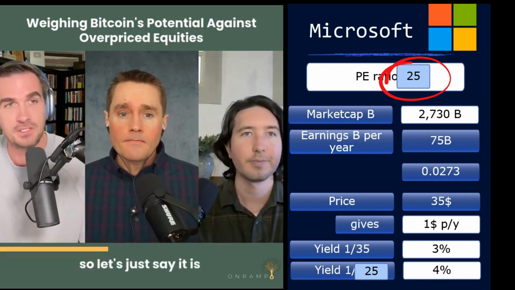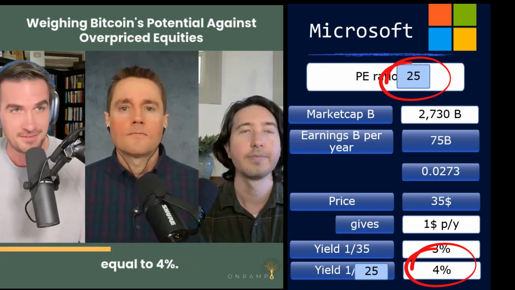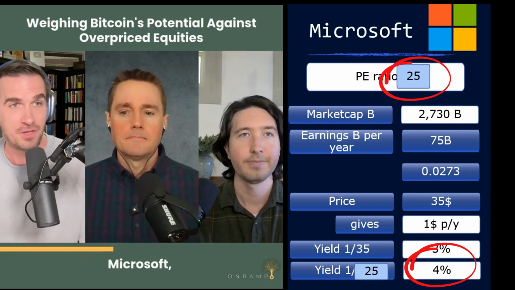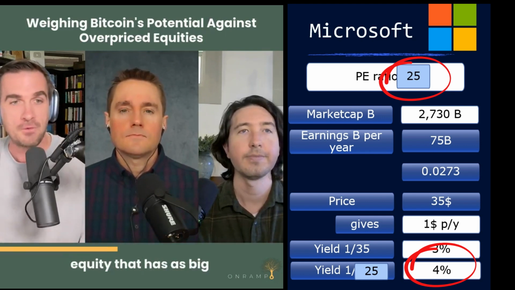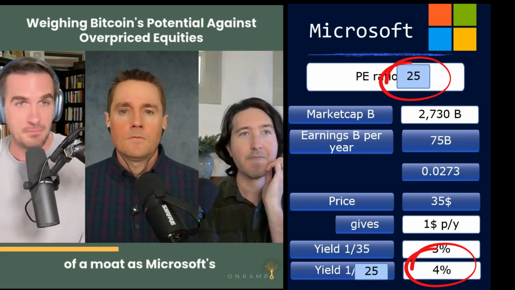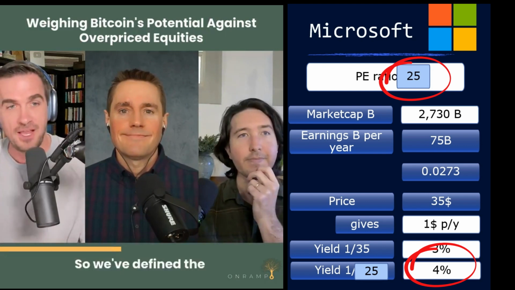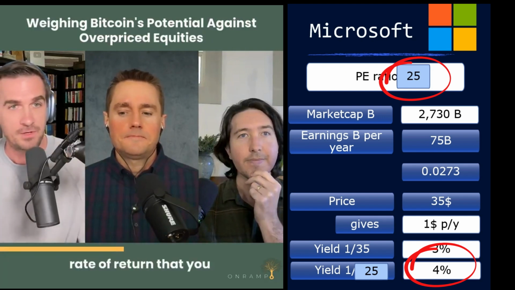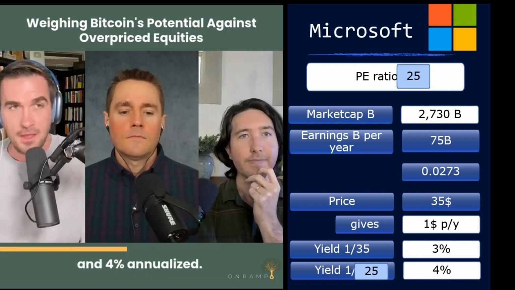Okay. So let's just say it's a PE of 25. 1 divided by 25 is equal to 4%. So even though the PE is 10 lower than Microsoft's, you're still only getting 1% more by owning this other stuff that's not even as high quality equity, with as big of a moat as Microsoft's. Okay. So we've defined the IRR, a very generic internal rate of return that you would get to own really high quality equity. It's between 3 and 4% annualized.